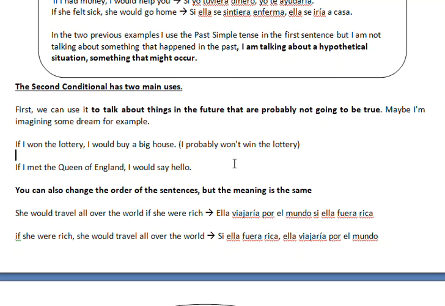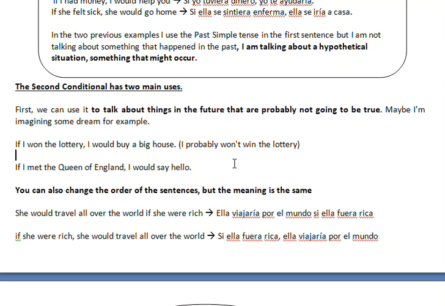Second example. If I met the Queen of England, I would say hello. Si yo conociera a la reina de Inglaterra, o también podría ser traducido como si yo me encontrara con la reina de Inglaterra, yo diría hola. But it's really probable that this is not going to be true. This is not going to happen. First, because I am not in England, and second, because the Queen of England is about to die. So maybe I will never meet the Queen of England. Esto es solamente un sueño, no es muy probable que suceda. Para eso se ocupa el segundo condicional, para hablar sobre cosas que probablemente no van a suceder, sueños o cosas que me puedo imaginar.